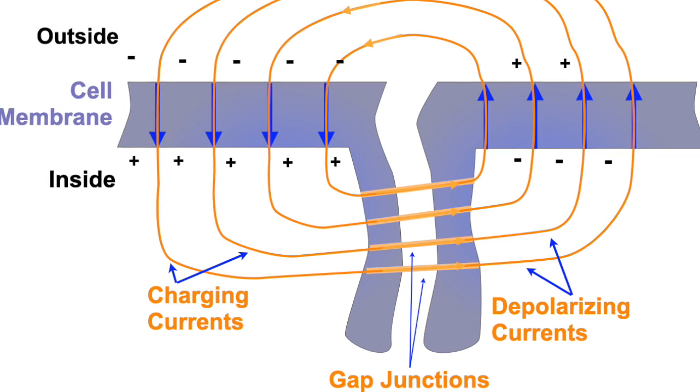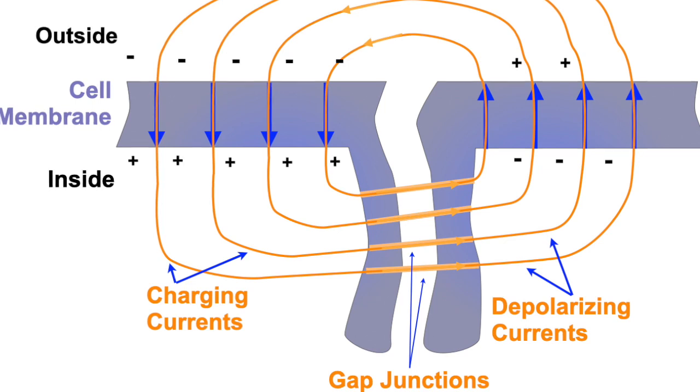It's still at rest. So we have a relative difference in the voltage or the potential between the two cells and this conductive pathway through the gap junctions, so current will flow. That initial current that's flowing will depolarize the inside of the right-hand cell and drive it toward its threshold and drive it to make an action potential of its own.